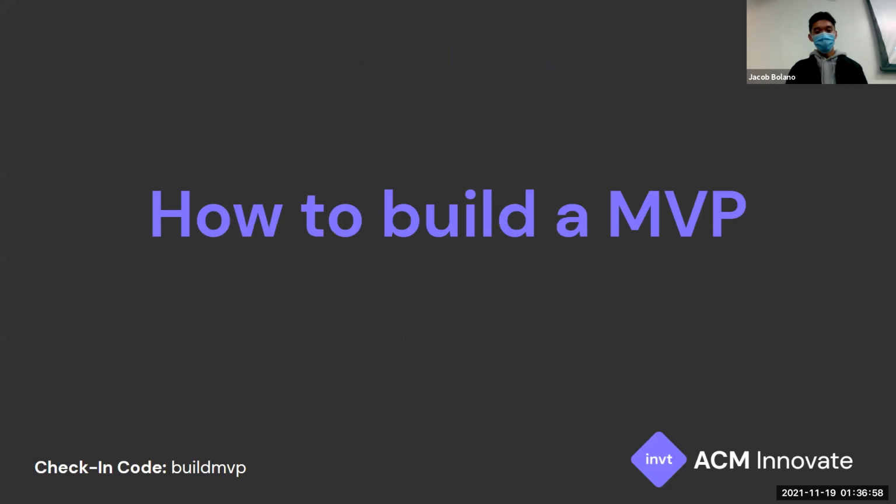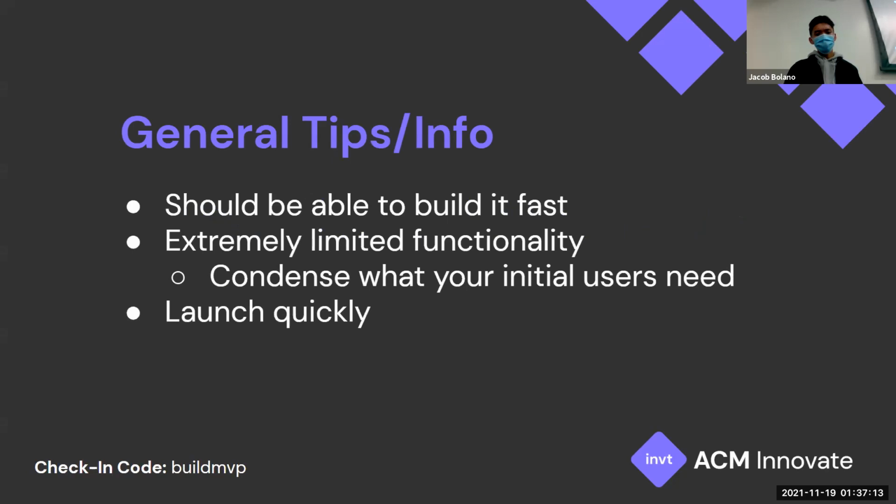But moving on, now that we've talked about what an MVP is, why it's important, and examples of it, the next big thing is how to actually build an MVP and the steps you'll take to get there. Some general tips that I stressed in the beginning too: you should be able to build it fast. Pushing out your product as soon as possible should be the main focus when you're building it, planning it, and talking to users.